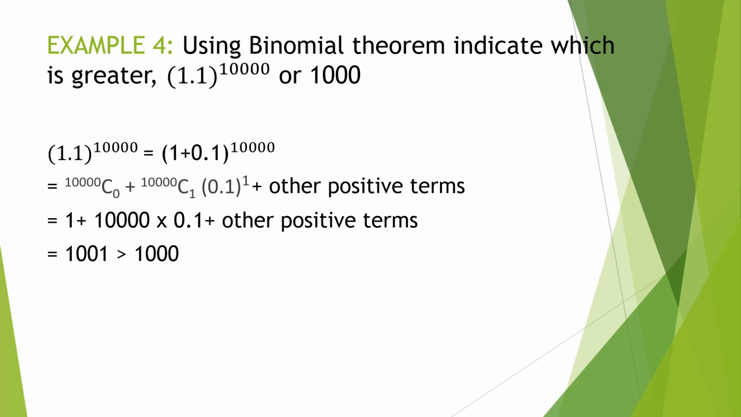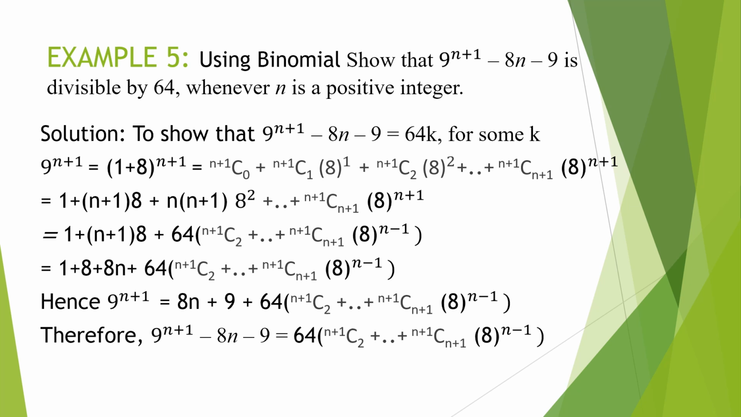First term nC0, you know that is equal to 1. So 1 plus second term nC1 is n. So it is 10,000 into 0.1 raised to 1 means 0.1. So this is nothing but 1001, which is obviously greater than 1000. So we can say that 1.1 raised to 10,000 is greater than 1000. This type of examples are also asked.